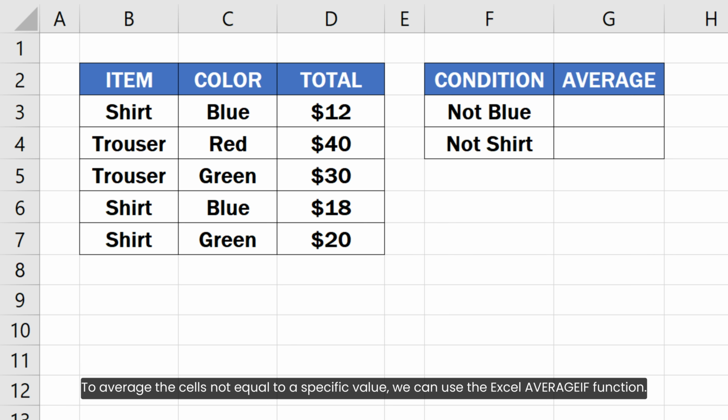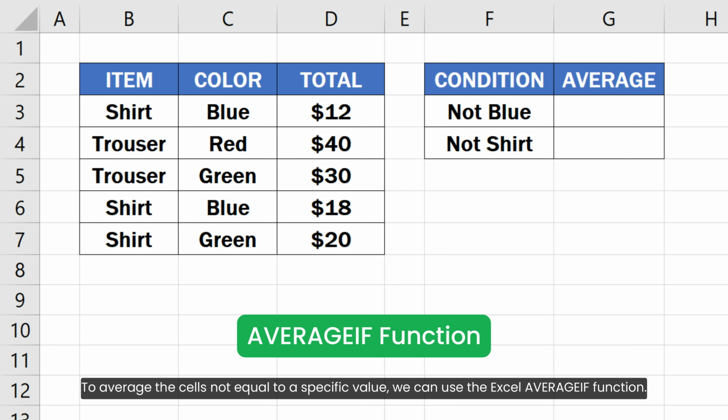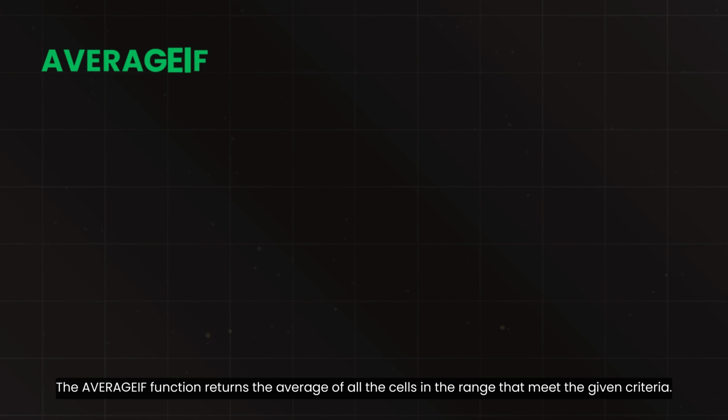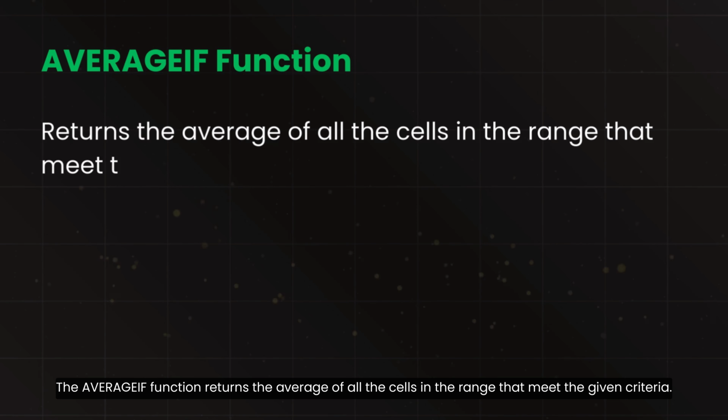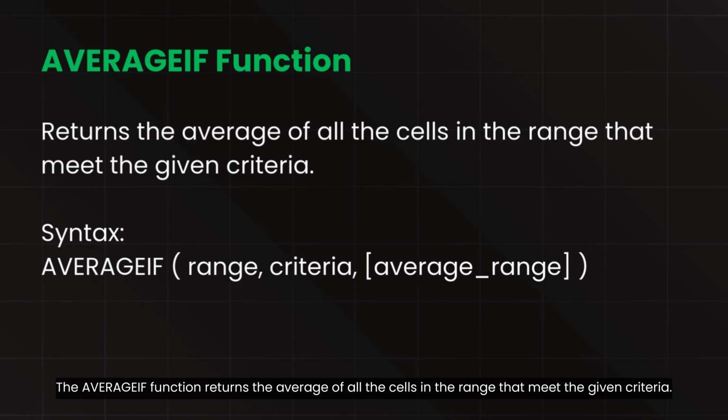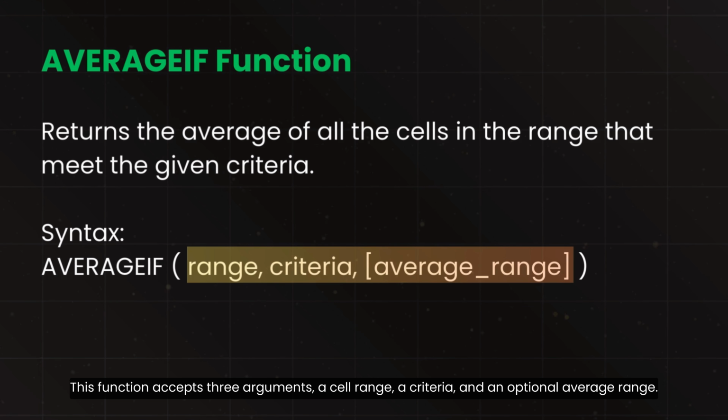To average the cells not equal to a specific value, we can use the Excel AVERAGEIF function. The AVERAGEIF function returns the average of all the cells in the range that meet the given criteria. This function accepts three arguments: a cell range, a criteria and an optional average range.